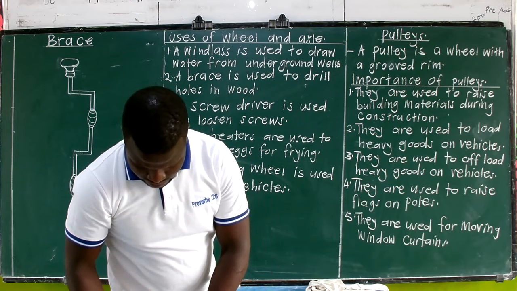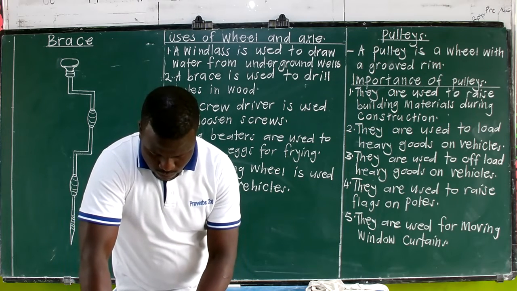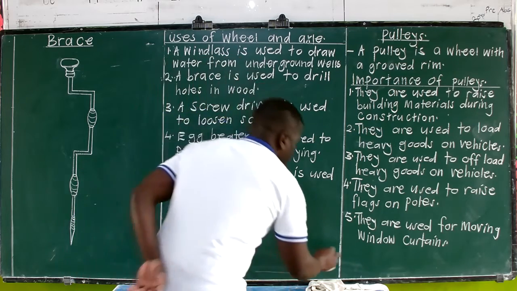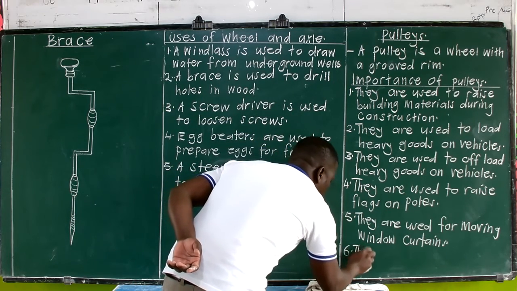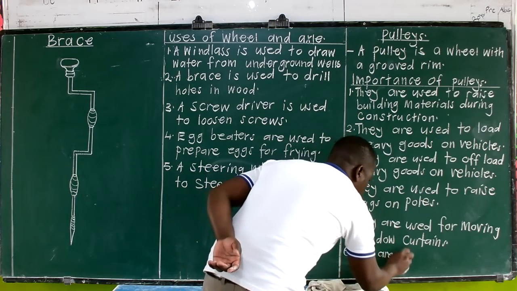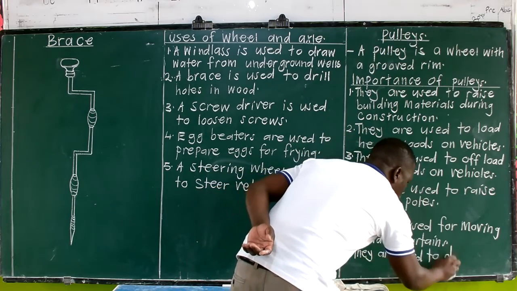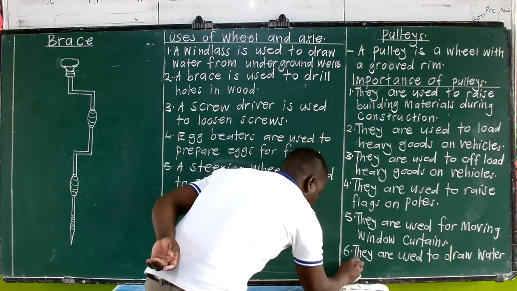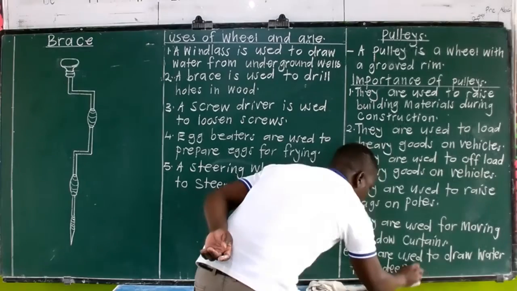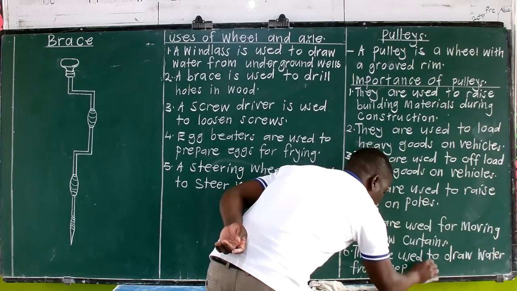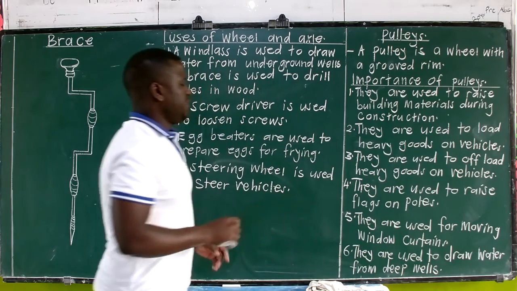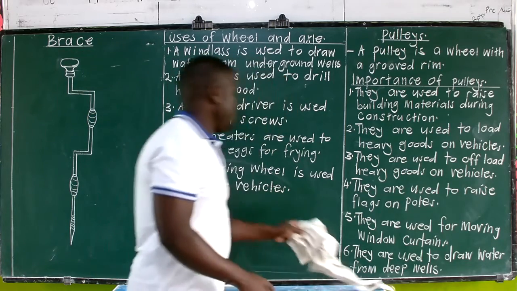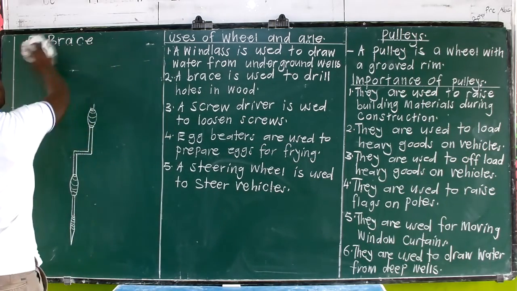Then you can also say pulleys are used to draw water from underground wells. Pulleys are used to draw water from deep wells, or from underground wells.